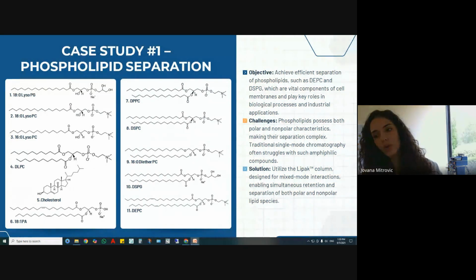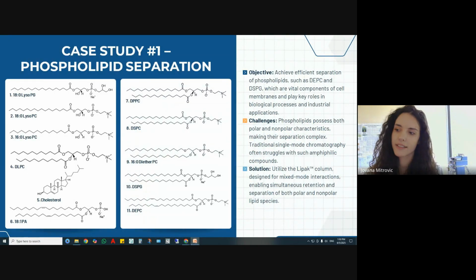So the solution here was to use a LIPAC mixed mode column, which combines hydrophobic interaction for the fatty acid chain with ion exchange and polar interactions for the head group. So this approach allows for effective separation of these challenging phospholipids.